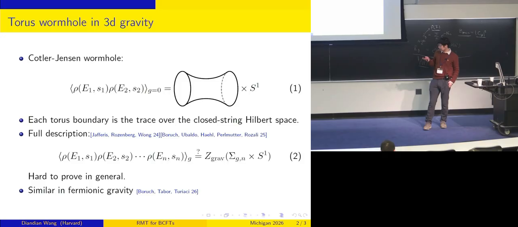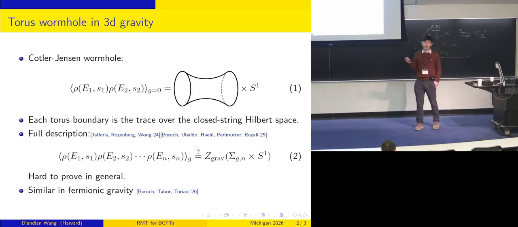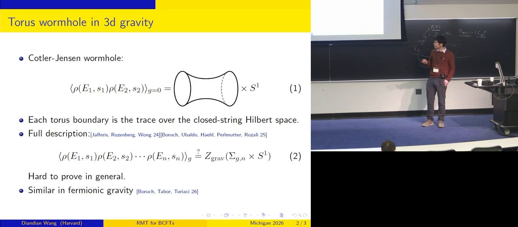For example, it's proposed that if you look at the correlation of the matrix model with n spectral densities at genus G contribution, then it should be due to the partition function of 3D gravity on a Riemann surface cross S1. However, this has so far been an open question to prove in general, and it's a difficult question. The situation is very similar in fermionic gravity, which Joaquin talked about yesterday, because it's already pretty hard when you have 2 boundaries, and with more boundaries and higher genus, the computation becomes very difficult.